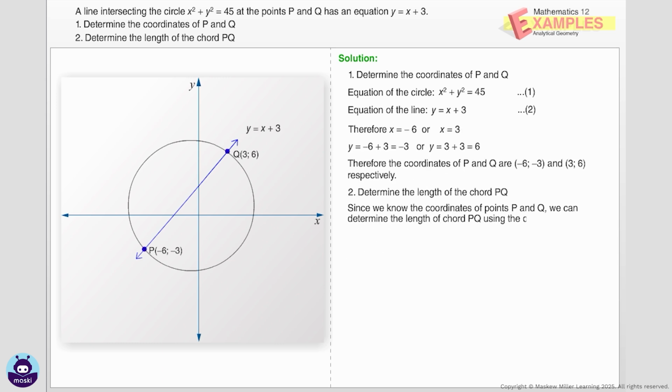Since we know the coordinates of points P and Q, we can determine the length of chord PQ using the distance formula. PQ equals the root of (-6 minus 3) the whole squared plus (-3 minus 6) the whole squared. Therefore, PQ equals 9 root 2 units.